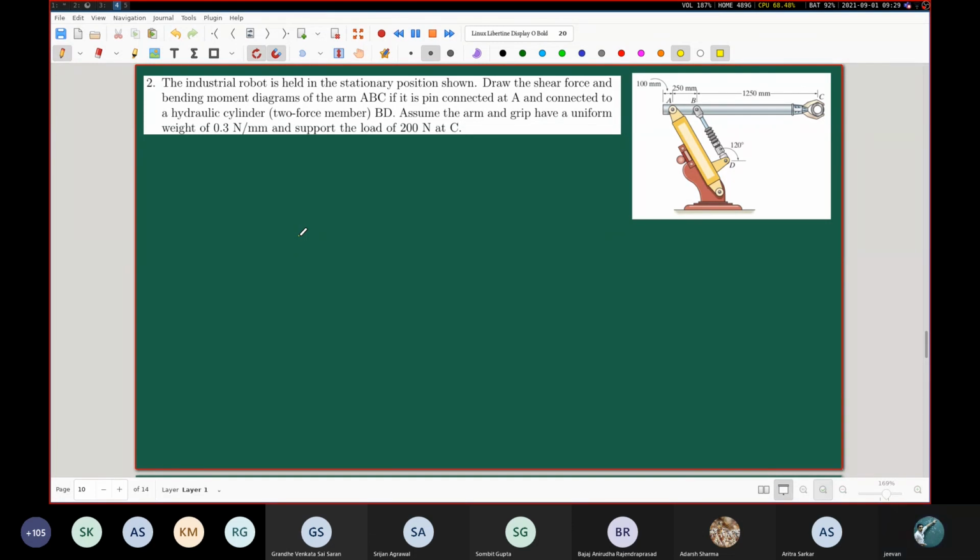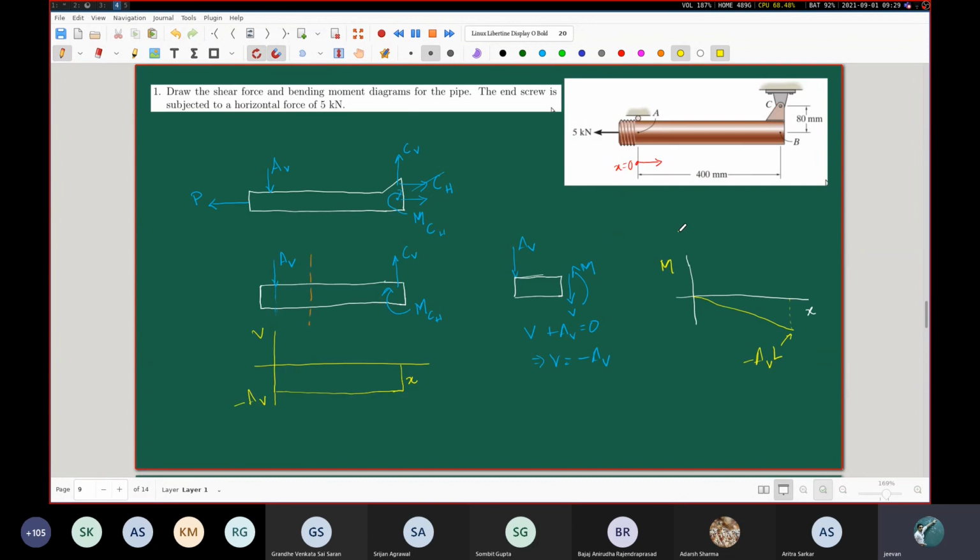Sir, in the previous problem, could you please scroll down? Yeah. Sir, the AV force was acting downwards on the beam. So according to the sign convention, we should take it to be negative and then minus AV would be positive. Why don't we consider any sign convention in this kind of problem?